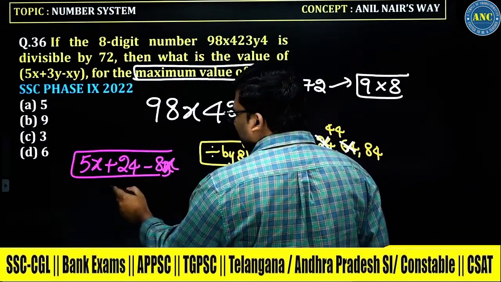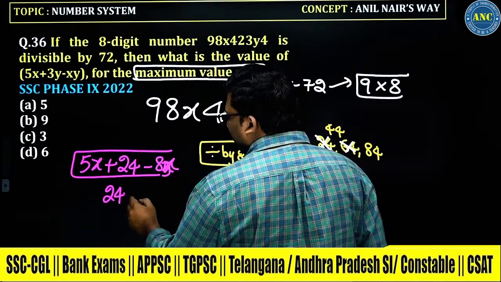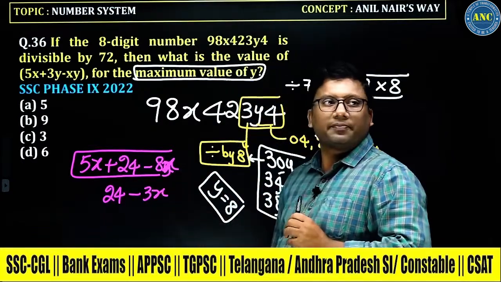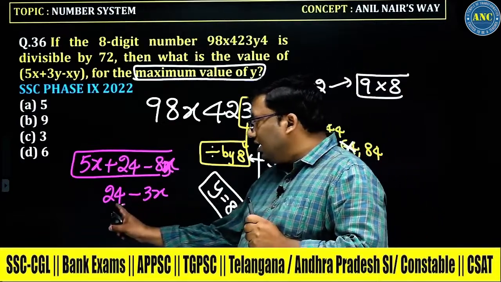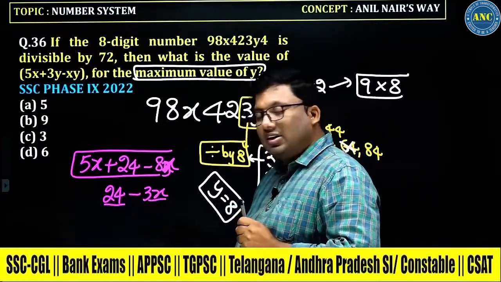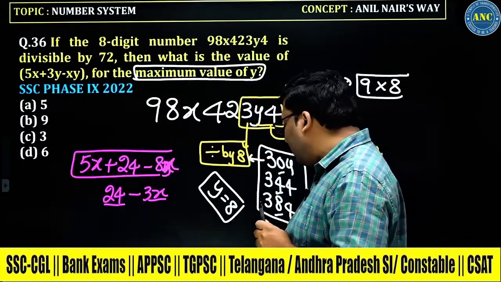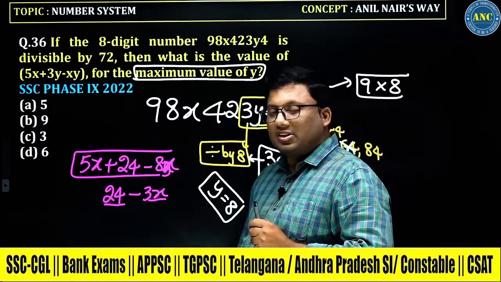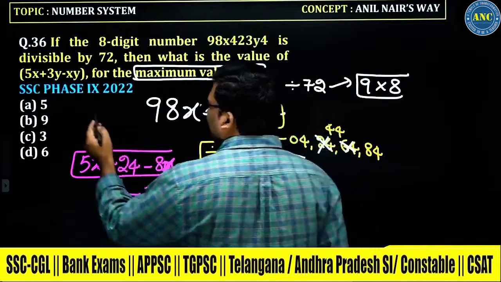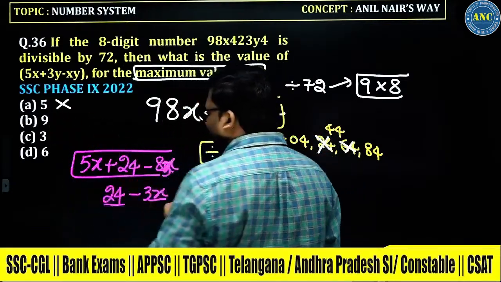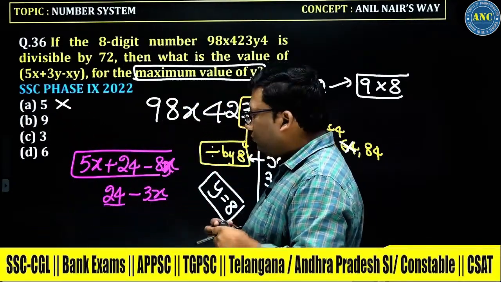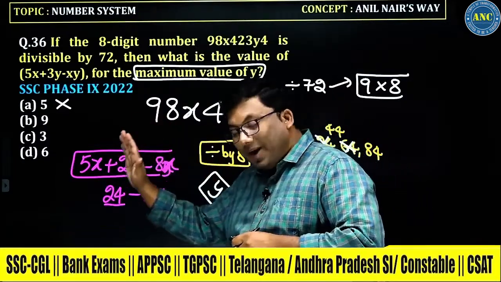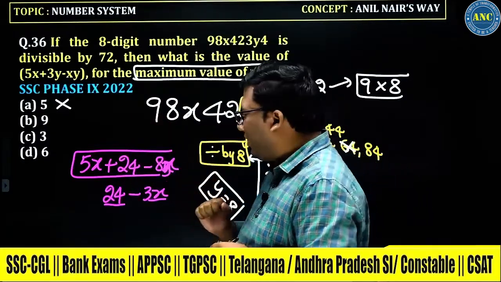Now if you observe, this will be 24 minus 3x. This is divisible by 3, so the answer should be divisible by 3. 5 cannot be the answer, so 5 is omitted. 3 options are given which are divisible by 3.